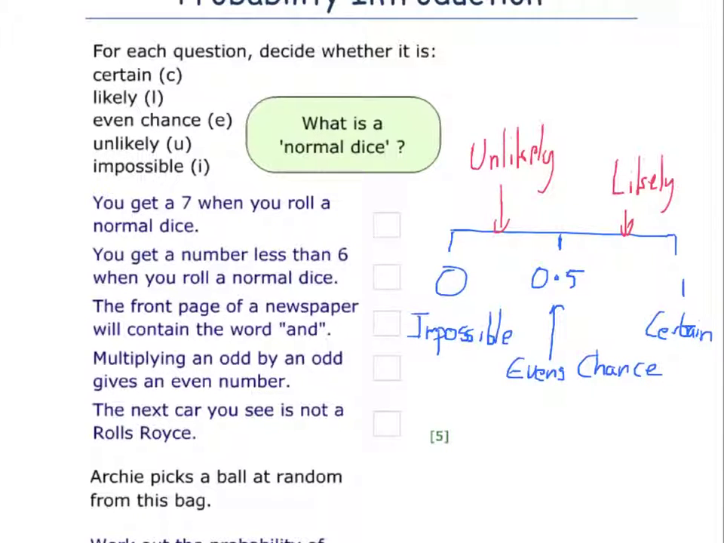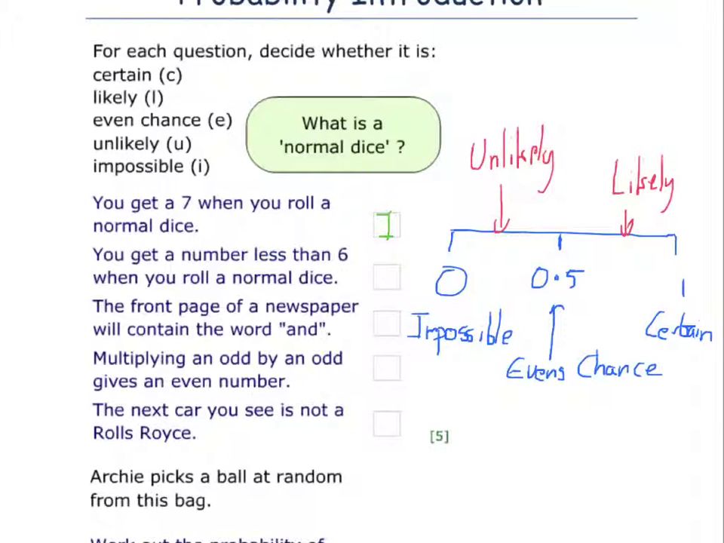You get a 7 when you roll a normal dice. Well, on a dice, you only have the numbers between 1 and 6. So the chance of getting a 7 is there isn't one. So it's impossible. You cannot get a 0 on a dice either. So it's impossible, which we're going to label with an I.